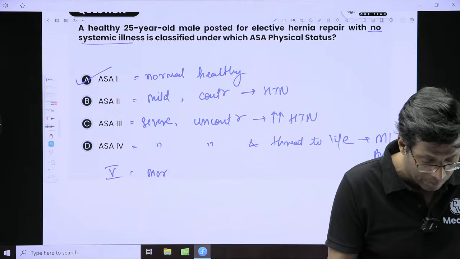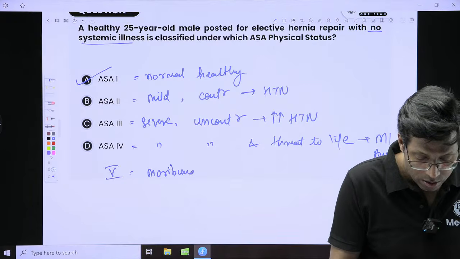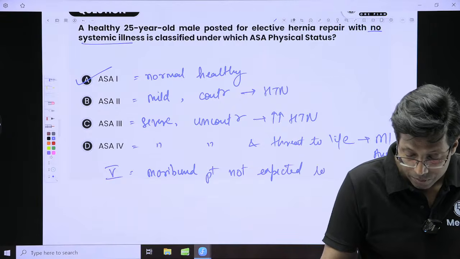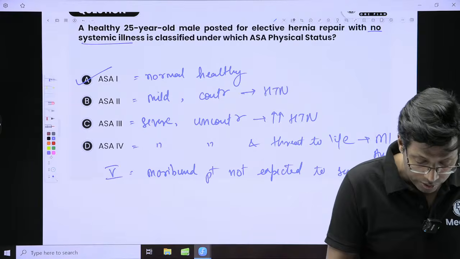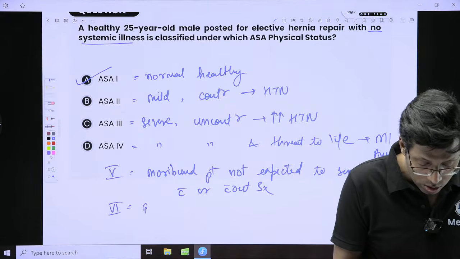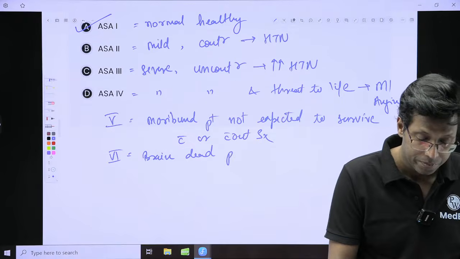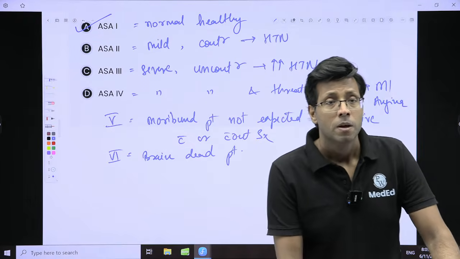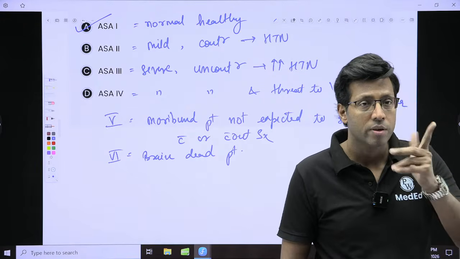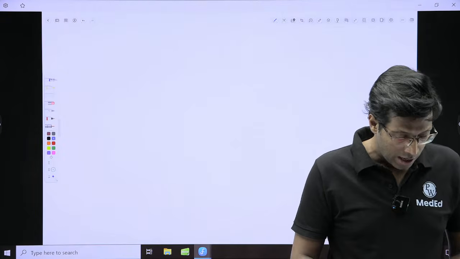मॉरिबंड पेशेंट मतलब मरने वाला पेशेंट. Moribund patient not expected to survive with or without surgery. ठीक है. एंड ASA 6 बोलते हैं ब्रेन डेड पेशेंट को. ठीक है, ब्रेन डेड पेशेंट. क्लियर. नॉर्मल प्रेगनेंसी ASA 2, हाँ करेक्ट है. अनकंट्रोल्ड बोला, ठीक है. सीवियर इलनेस ASA 3, ठीक है, सबने करेक्ट बोला है. करेक्ट आंसर. आई थिंक यू हैव नोइंग ऑल दिस. क्लियर. लास्ट क्वेश्चन देखते हैं.